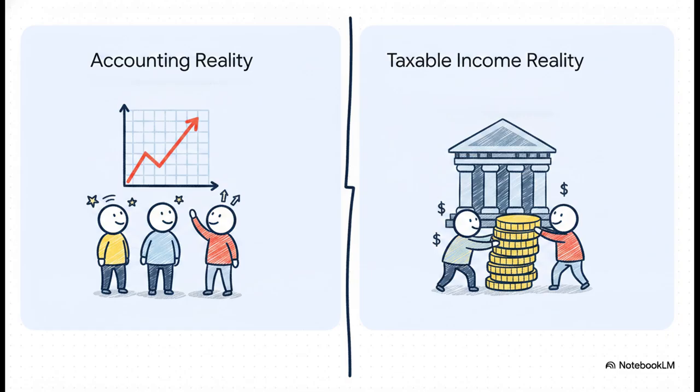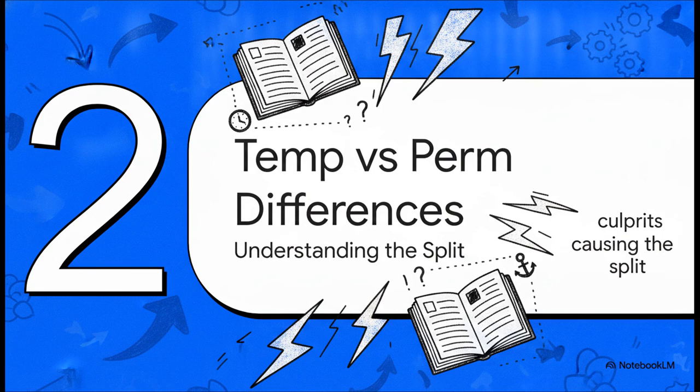On the flip side, we have taxable income. This is strictly driven by tax laws, and it dictates the actual taxes payable in cash to the government for that exact period. Because these two ledgers have fundamentally different goals, the carrying amount of an asset or liability on the financial statements frequently differs from its tax base. And boom, that right there is where our dual reality is born, creating a ripple effect across the entire balance sheet.